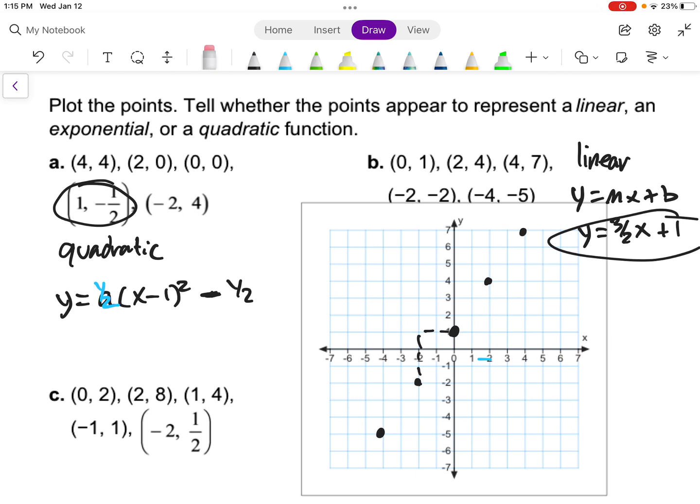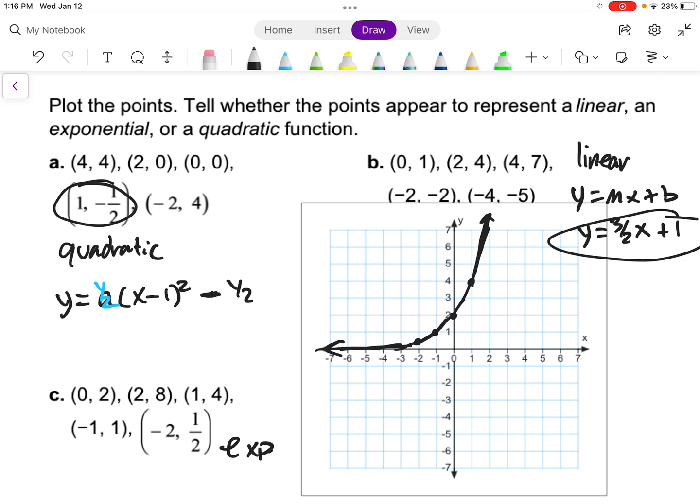Let's do this last one. It's asking again if it's quadratic, linear, or exponential. So let's plot the points. We've got 0, 2, 2, 8 would be somewhere just right up there. 1, 4, negative 1, 1, and negative 2, a half. Okay, so you look at that shape. Sometimes it's hard to tell the difference between exponentials or quadratics by looking at the graphs. But we're going to assume if it doesn't curve up, that it's going to have that horizontal asymptote. So we're going to say this one is exponential.